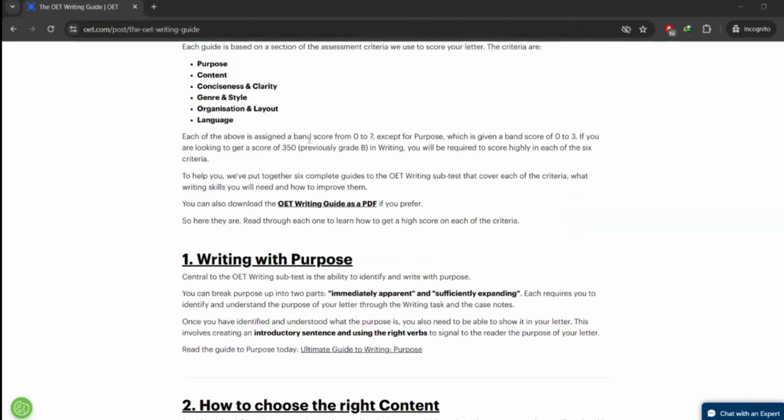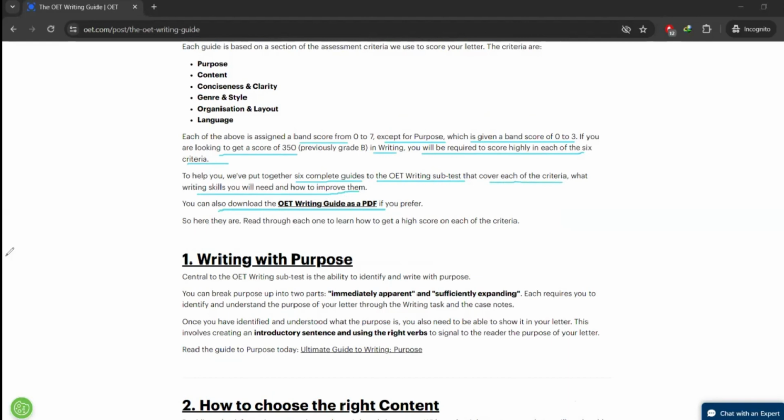Each of the above is assigned a band score from 0 to 7, except for the purpose, which is given a band score of 0 to 3. If you are looking to get a score of 350 in writing, you will be required to score highly in each of the 6 criteria. To help you, we have put together 6 complete guides to the OET writing subtest that cover each of the criteria, what writing skills you will need, and how to improve them. You can also download it as a PDF.